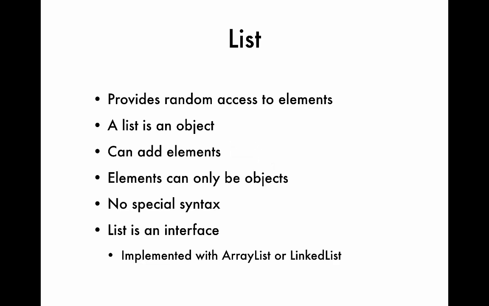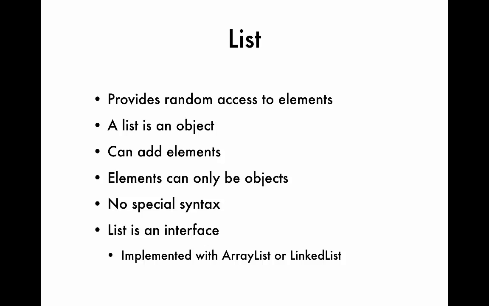Now let's turn our attention to Java lists. Like an array, a list provides random access to its elements. Also like an array, a list is an object. However, unlike an array, you can add elements to a list. The list will grow and shrink as you add and remove elements. And since it's random access, you can add and remove from the middle of the list.